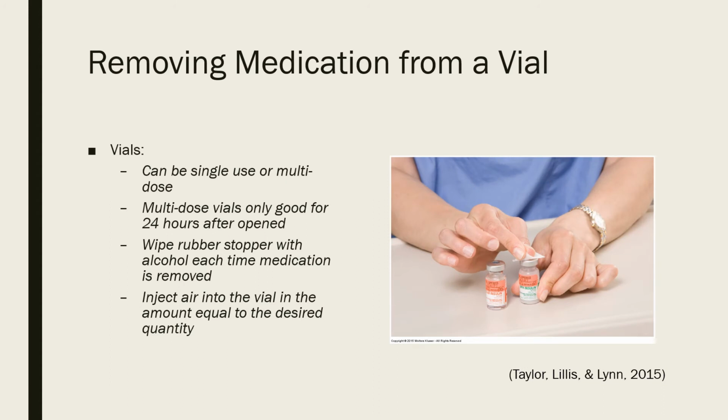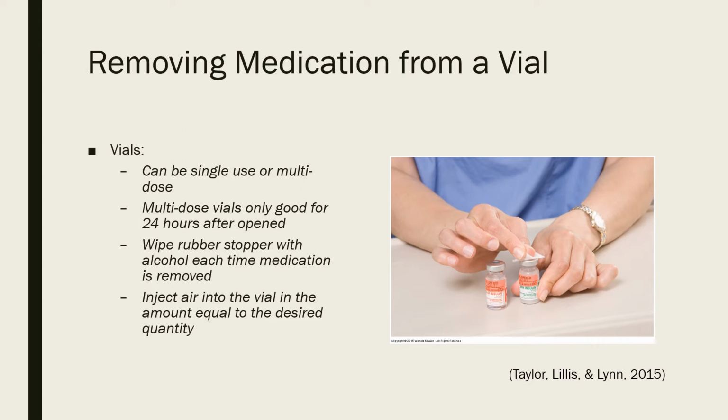All right, so when you want to remove medication from a vial, vials can be either glass or plastic, and they usually have a rubber stopper at the top, but they can be either single-use or multi-dose vials. Multi-dose vials are only good for 24 hours once they're open, so you need to date and time those on the label. Every time you enter that medication vial, rub it pretty briskly with an alcohol swab to clean it off thoroughly so you're not introducing any bacteria or pathogens into that vial.